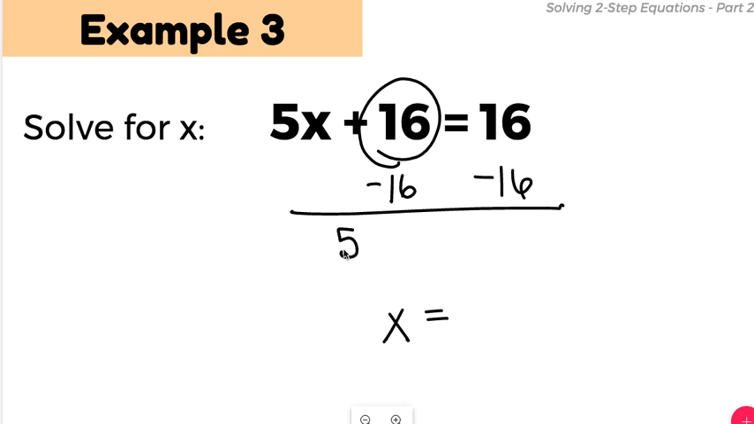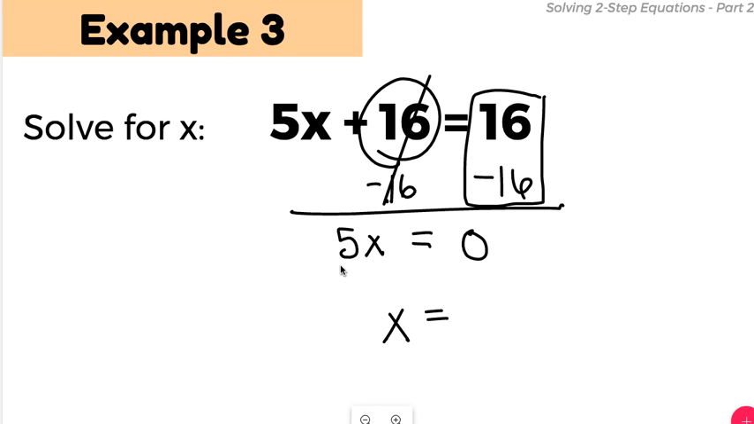I have 5x on the left. My 16s cancel. But if you look on the right-hand side, 16 and negative 16 is also 0. Your first instinct may be that something is wrong. But just double check what you did. And if what you have is correct and it truly adds up to 0, keep going. It's okay. I did the right thing. I added negative 16 to both sides, and 16 plus negative 16 is 0. We're just going to keep going with it.